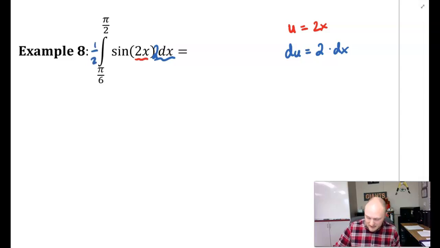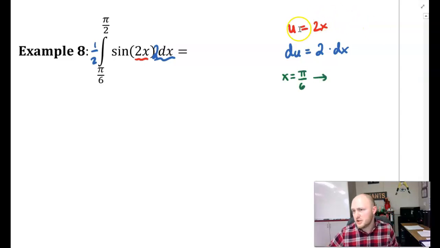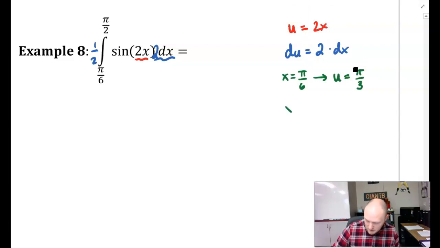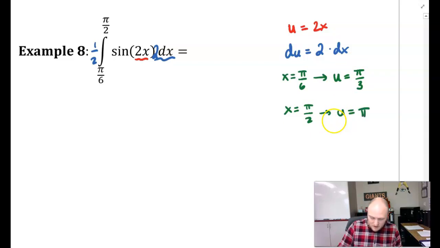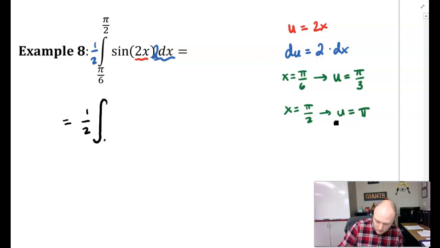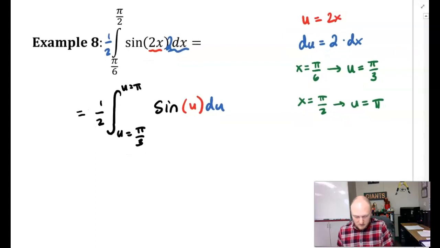What I also have to do now is take my limits. x equals pi over 6. Well, if I multiply that by 2, because u is 2 times x, so 2 times pi over 6, that's going to be pi over 3. And then x equals pi over 2. So I plug that in. U, 2 times pi over 2 is just pi. So there's my limits of integration. This is equal to 1/2 of the integral from u equals pi thirds to u equals pi of sine of u du. Okay. All right, we're going to go ahead and integrate.